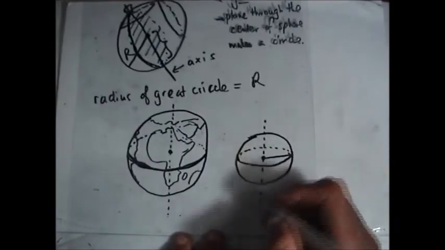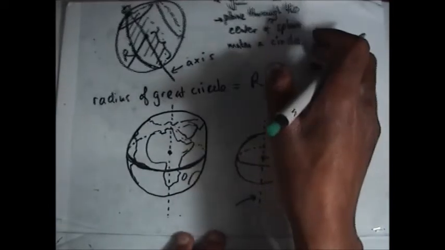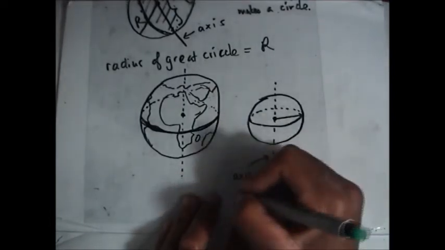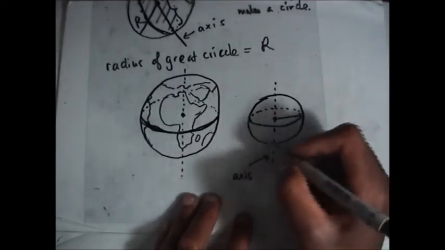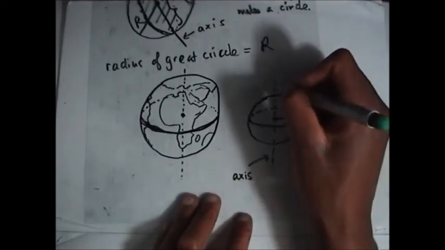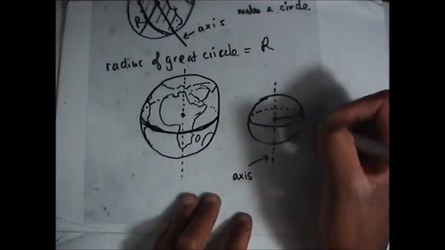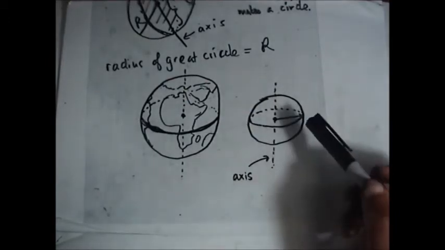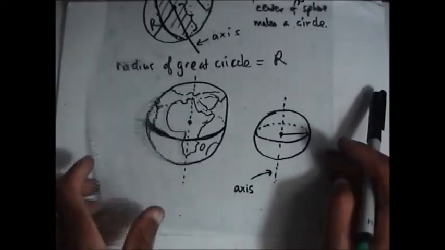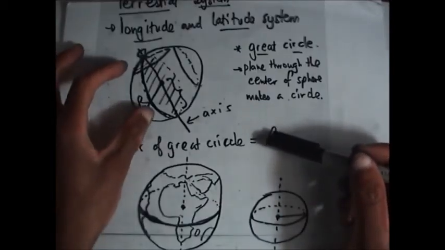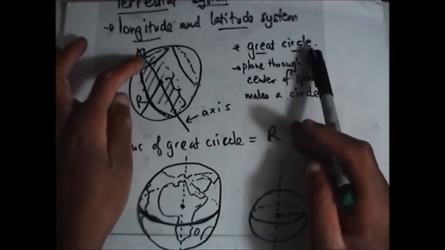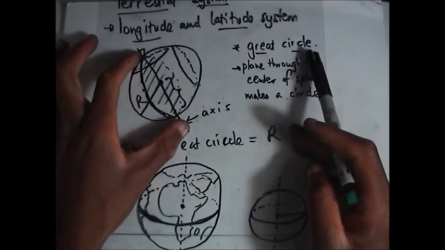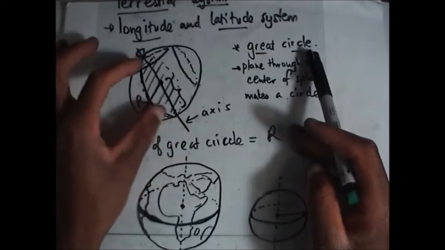So now this one here will be the axis, and we are going to define how to get this axis on Earth just now. So now, can you see? When we discussed the sphere, the diameter of the sphere which is perpendicular to the plane of the great circle is called the axis of the great circle.